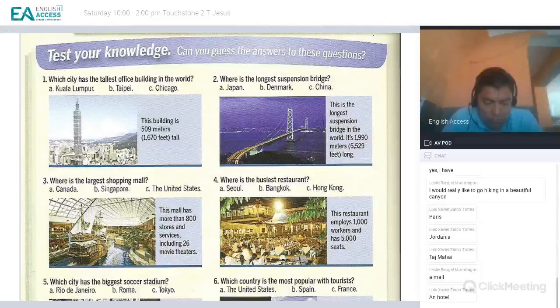3. Where is the largest shopping mall? A. Canada, B. Singapore, C. The United States. 4. Where is the busiest restaurant? A. Seoul, B. Bangkok, C. Hong Kong. 5. Which city has the biggest soccer stadium? A. Rio de Janeiro, B. Rome, C. Tokyo. 6. Which country is the most popular with tourists? A. The United States, B. Spain, C. France.